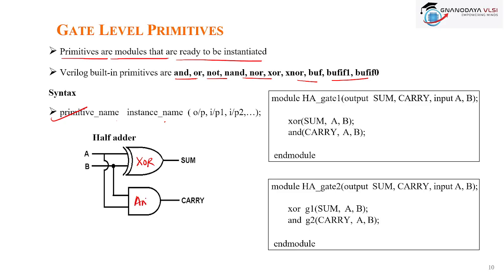Okay, how to write the gate level modeling? Module, and what is my module name? half_adder_gate1. Output you need to declare: output sum, carry; input a, b. XOR sum, a, b. This is the output and these are the inputs. And carry, a, b. Or like this also you can write: primitive name XOR, instance name G1 sum, a, b, and G2 carry, a, b. Like this you can represent.